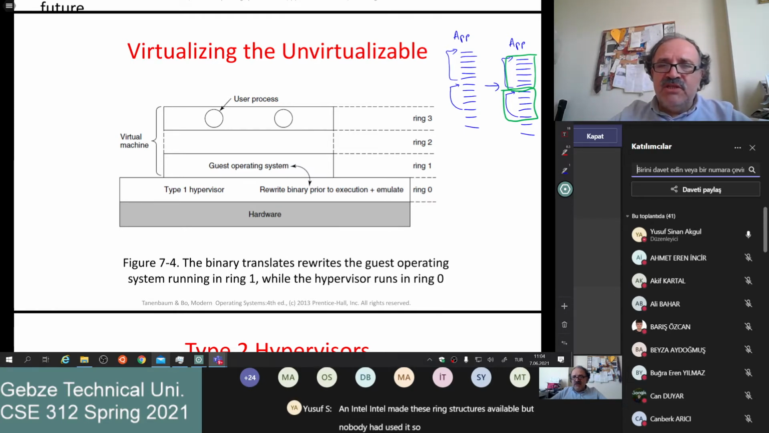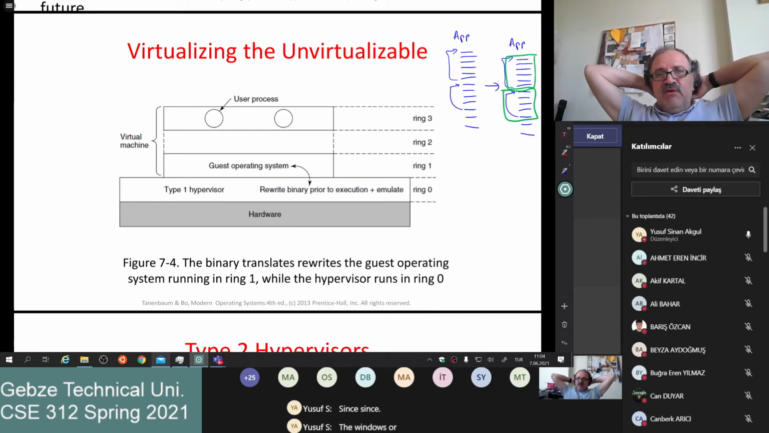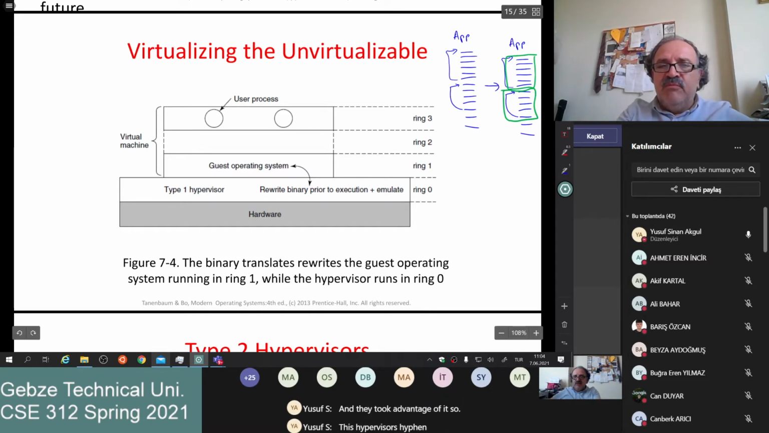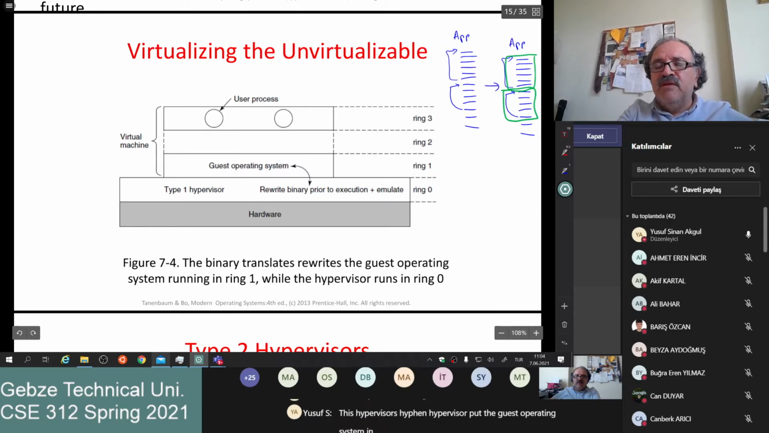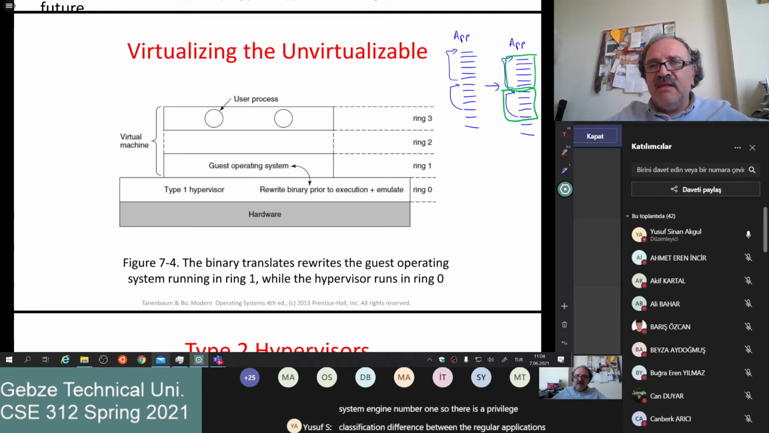So even without the virtualization support, they had this structure. Since Windows or Linux did not use any of it, the hypervisors were free to use this kind of structure, and they took advantage of it. A type 1 hypervisor puts the guest operating system in ring number 1. So there is a privilege classification difference between the regular applications and the guest operating system. That made it more manageable for the hypervisor software developers. Even if you don't have direct virtualization support from your hardware, these ring structures were available, so you can take advantage of them.